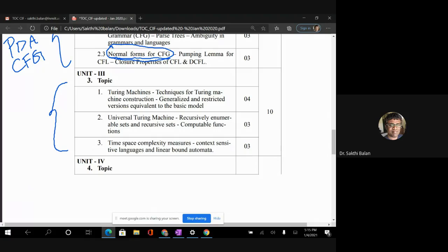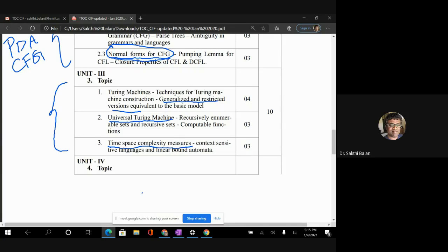And then we will be looking at various versions of Turing machine, that is the generalized and restricted version. And then we will be looking at universal Turing machine. So that is a programmable Turing machine, how to do that. And then we will be looking at the time-space complexity measures also in the last section of this chapter.